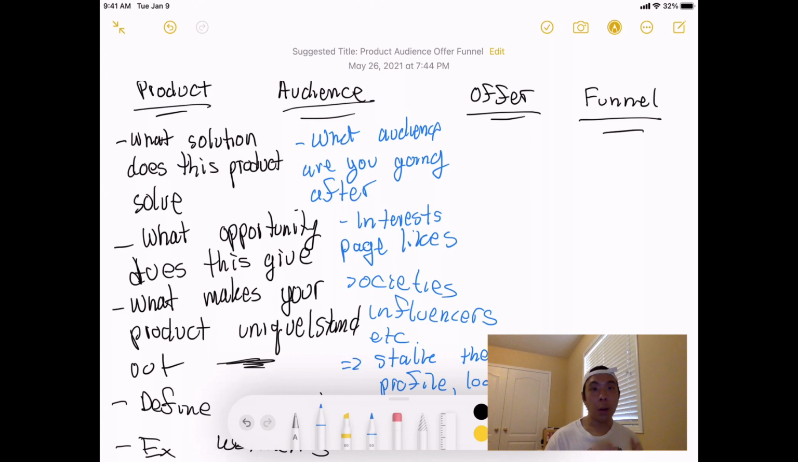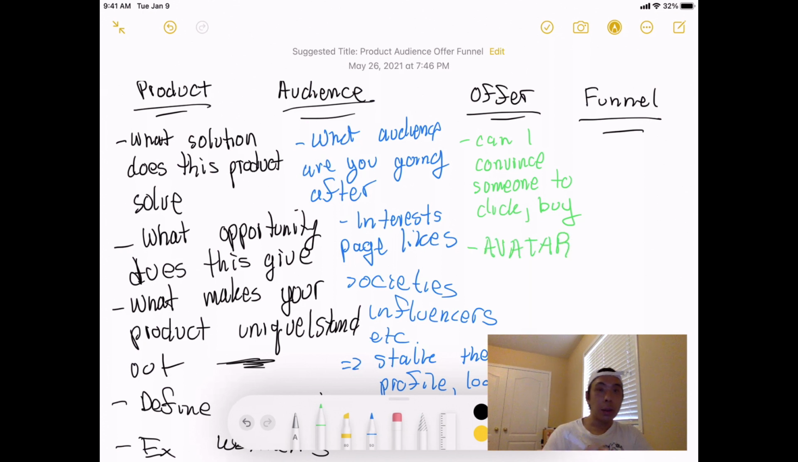So offer, what is it? Well, simply put, it's the ad copy. It's everything that you do on the landing page to convince them to buy. So simply put, what you're looking for here is: can I convince someone to click and buy, right? Obviously this is something that your agency deals with, but what's really important in this case is who your avatar is. So who is your avatar?